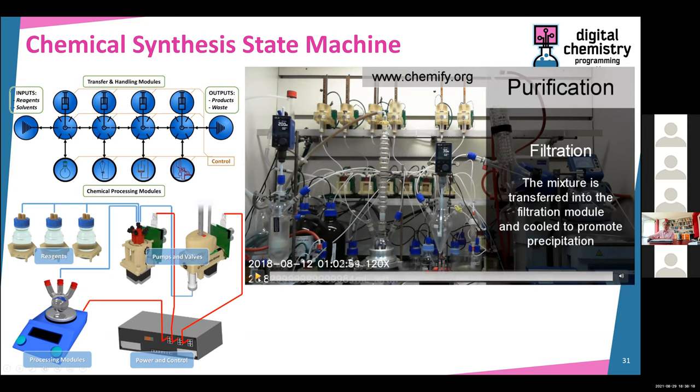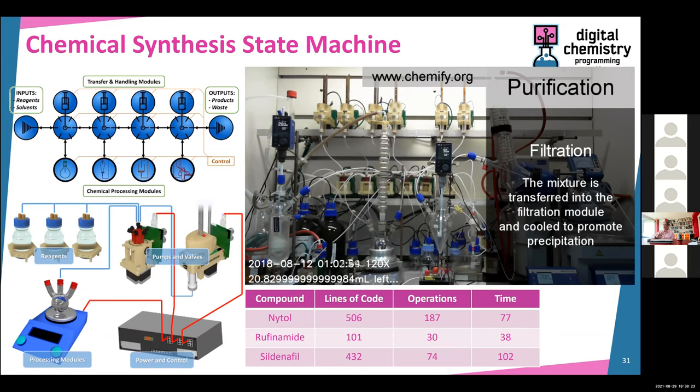And we were able to do this with a number of different compounds, all autonomously, with no reconfiguration of the robot. The robot reconfigures itself to make, in this case, nidol, rufinamide, and sildenafil. Okay, so that's great. So we've got this robot for chemistry. We've got this KIDL file.